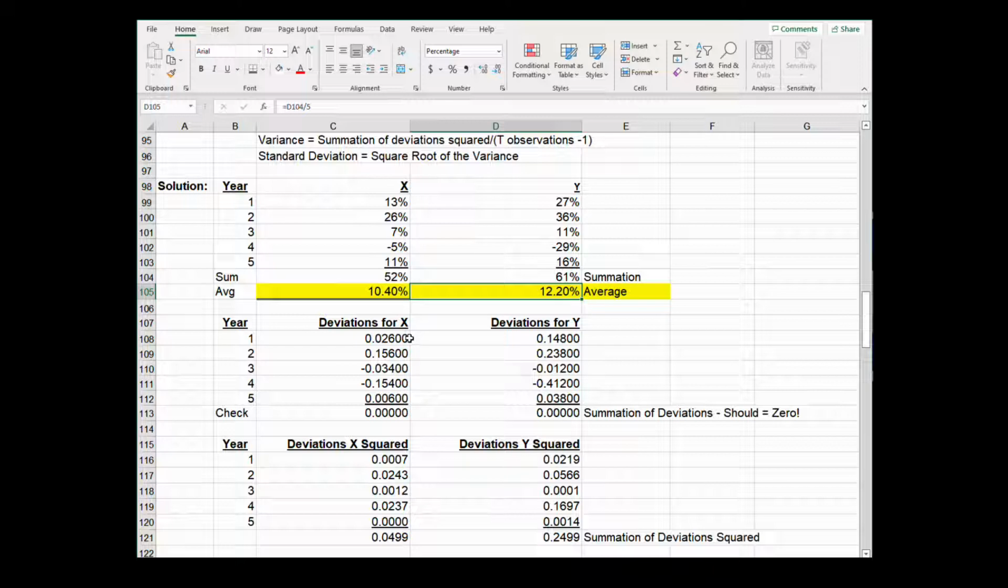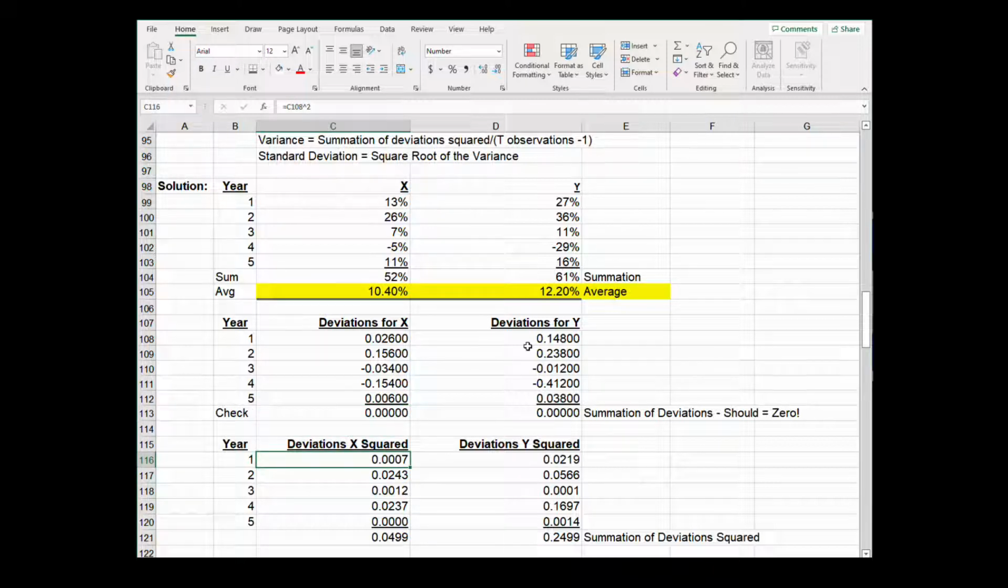Now I want to see what the variance and the standard deviation are. So the next step is to calculate the deviations. I take the actual minus the average. So each of these actuals, 0.13 minus 0.1040, 0.26 minus 0.1040, and so on down. When I sum up all these deviations, all 5 years, I should get 0 for both X and for Y. If the deviations don't sum to zero, I need to go back upstairs and calculate the averages and then recalculate the deviations. And usually it's a case of sign. It's because you wrote down the wrong answer because of sign. So make sure that these deviations are adding up to zero.